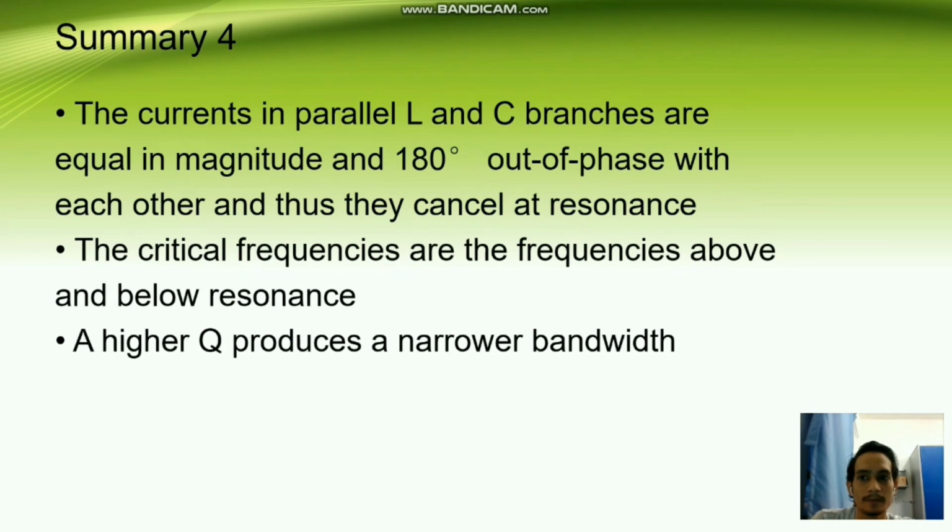Summary number 4. The currents in the parallel L and C branches are equal in magnitude and 180 degrees out of phase with each other, and thus they cancel at resonance. The critical frequencies are the frequencies above and below resonance. A higher Q produces a narrower bandwidth.